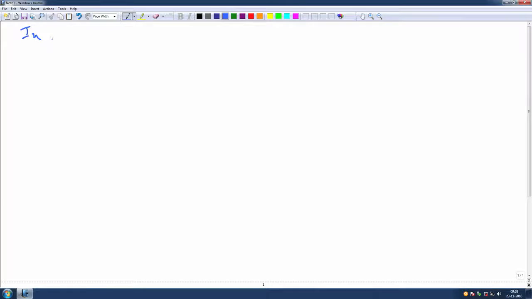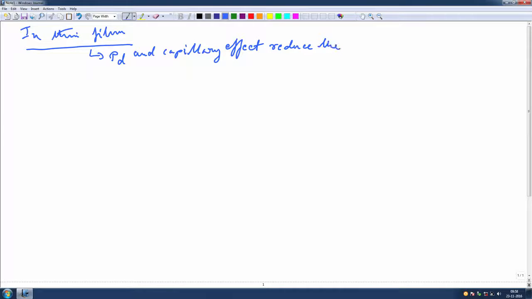Now in the thin film region, our question to answer is what is the nature of the saturation pressure. How is the saturation pressure changed across the interface, whether there is a suppression of the saturation pressure or not. My initial statement will be: the disjoining pressure and the capillary effect reduce the saturation pressure compared to normal conditions.